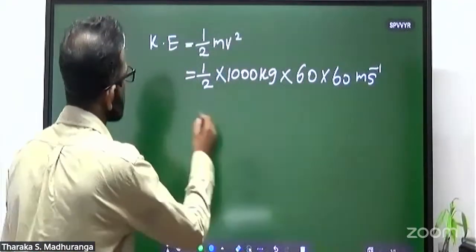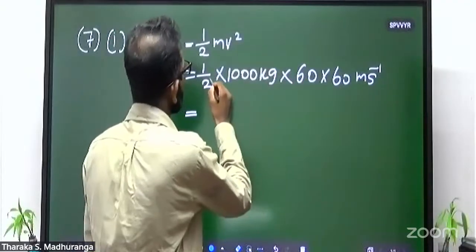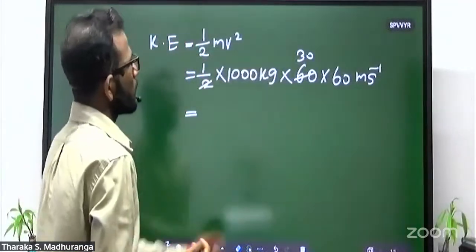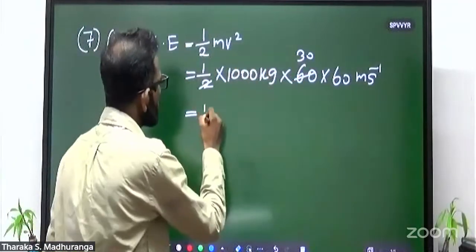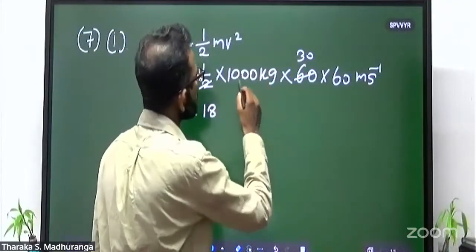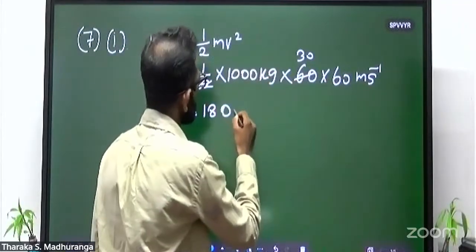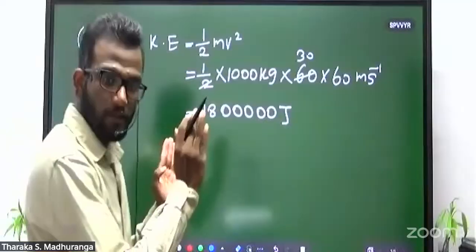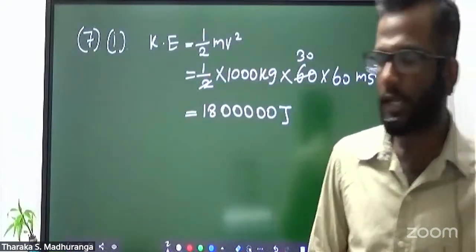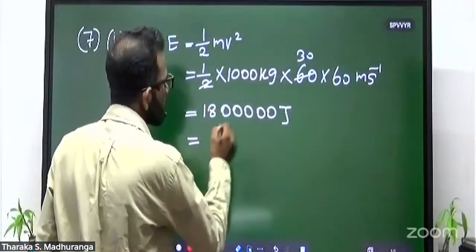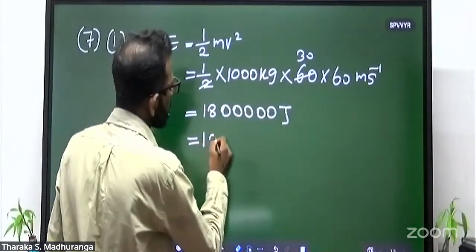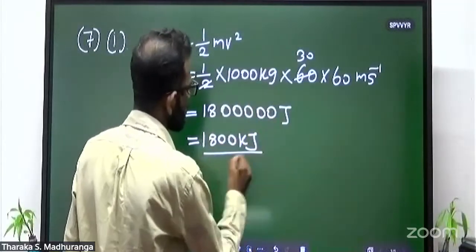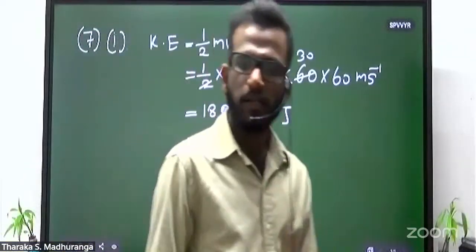Therefore, we can say the 2 and 60 cancel out, it is 30. Then 3 times 6, it is 18. 18, how many zeros? 3 and 1, 2, 3, 4, 5 joules. That is the kinetic energy. That's a huge kinetic energy, no? If you want, you can say it with prefixes: it is 1,800 kilojoules. That's the first part answer.